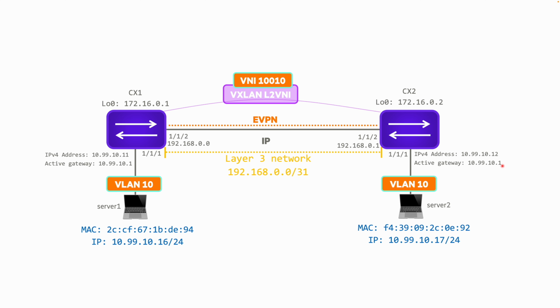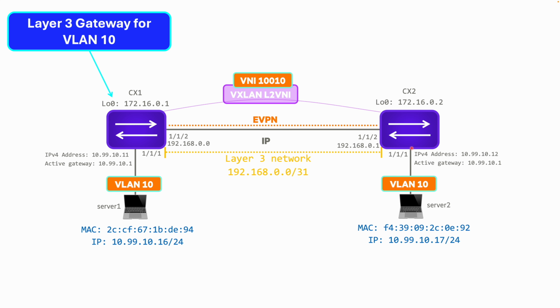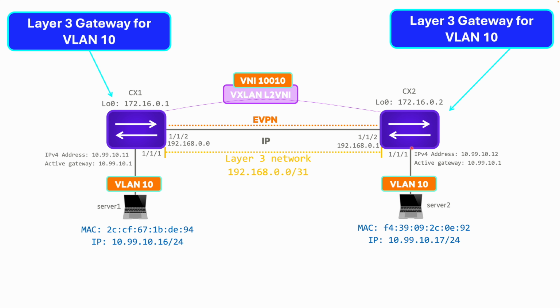So we've got 10.99.10.1 there as well. This is a virtual IP address and a virtual MAC address, so at layer 2, which is good for things like VM mobility, so you can move from one physical VTEP to another and still have the same default gateway address at layer 2 and layer 3. So in this case, CX1 and CX2 are both the layer 3 gateway for VLAN 10.